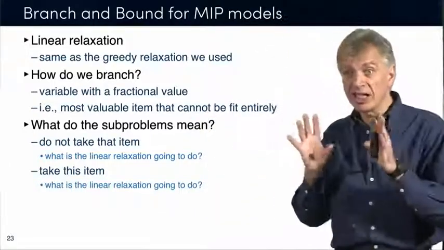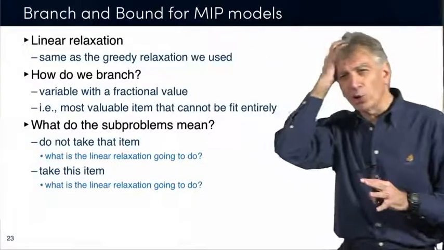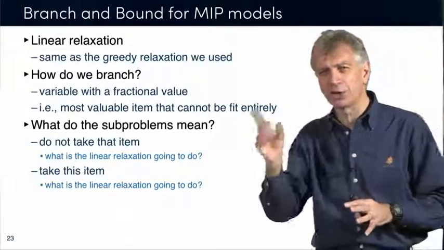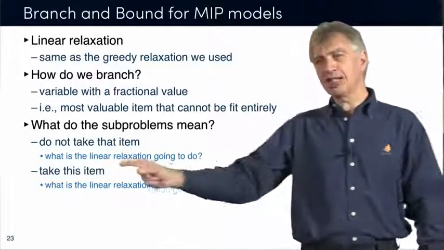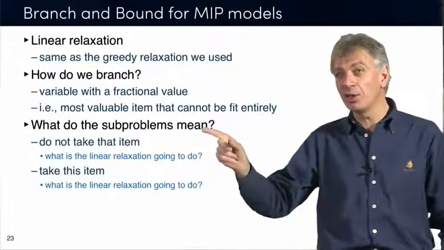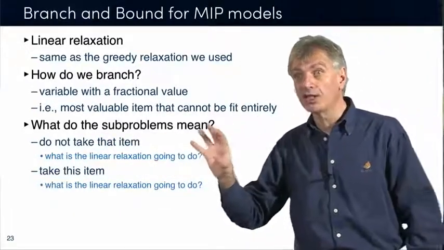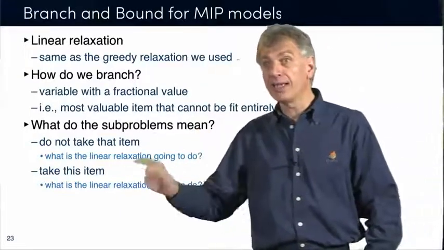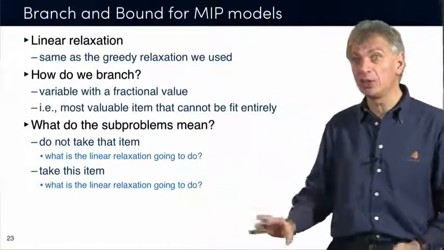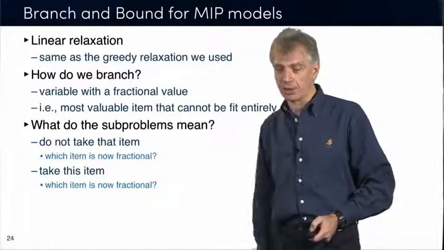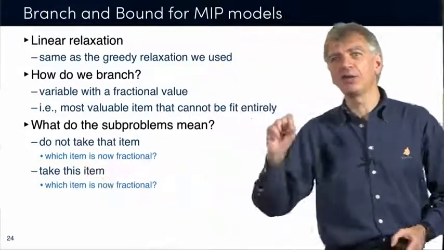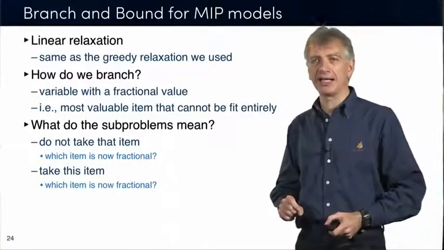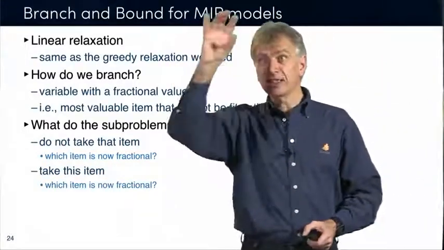Okay? So a lot of the game in MIP is figuring out what this linear relaxation is going to do. And it's very capricious, you'll see. So in a sense, what I'm asking you is, if we don't take the item, what's going to happen? Or if we take the item, what's going to happen to this linear relaxation? Can you figure that out? Which value is going to become fractional if you don't take the item? Think about it. I decide not to take the item.